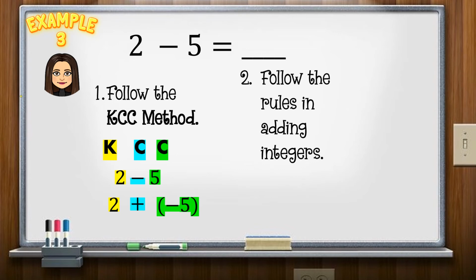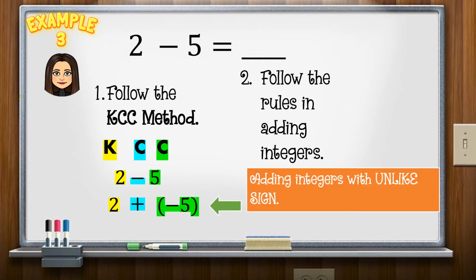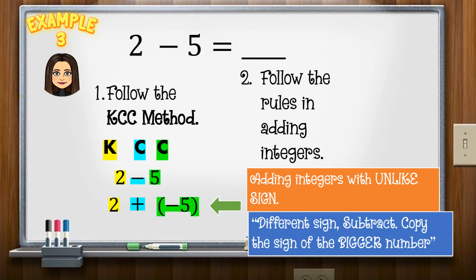Second rule is that we will follow the rules on how we add integers. As you can see, we are adding here integers with unlike sign. When the signs are different, again, we will subtract and then copy the sign of the bigger number. Therefore, 5 minus 2 will give us 3. Now, what is the sign of the bigger number between 5 and 2? That is clearly negative, since 5 is greater than 2. Therefore, 2 minus 5 is equal to -3.